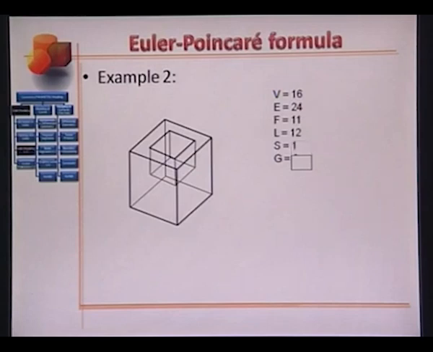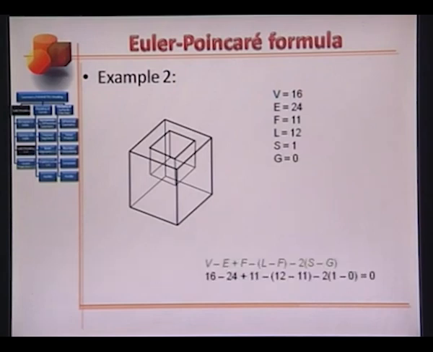The shell value is still 1 because we still have one bounding surface that we see, and the genus value is 0. If we plug in these values in the Euler-Poincare formula, we again see that the right hand side is 0.